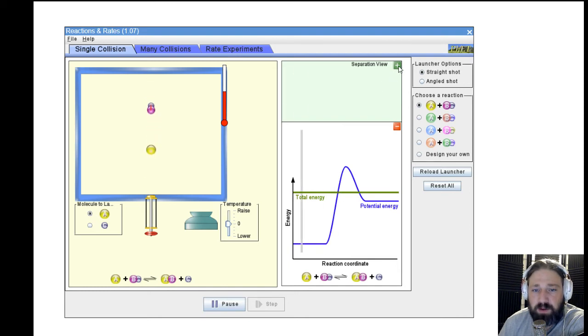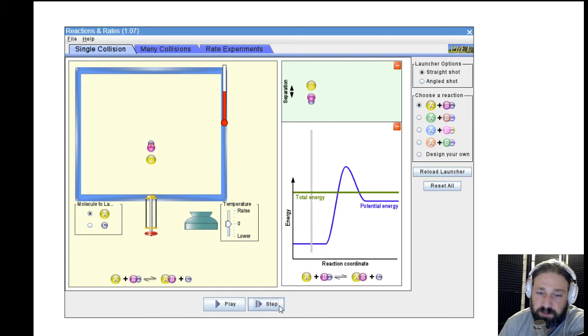Even if I do this, it's just going to come up to this point and fall back down. In fact, I can even look at this little separation view. Let me pause it. If I step forward, we see them getting closer and closer. They will actually hit, but they won't get any closer than this, and there's not enough energy for any of the reaction to take place. Then it falls back down.